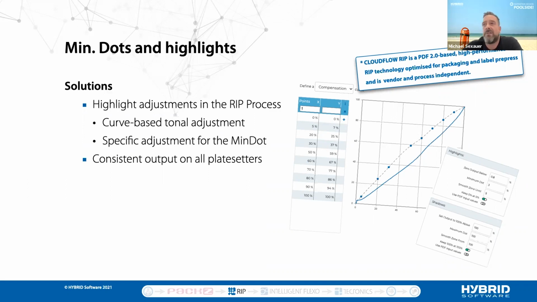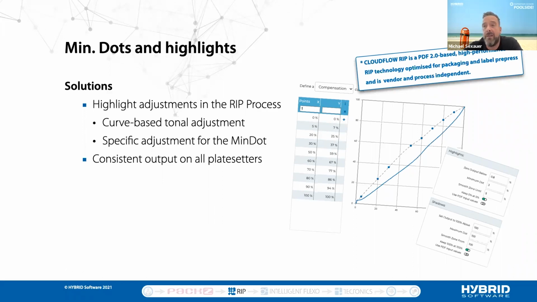And you will see here also on the screen on the right side that we have the same functionality like in PACS to improve also the highlights. So curves can also be applied in the RIP, and this could result in a higher standardization of a high quality output in the highlight areas. The settings of the min dot can be configured as a different matter. So that's what you see here.